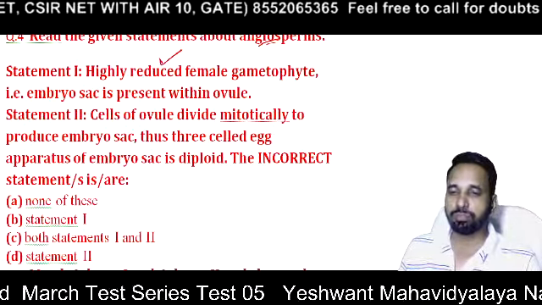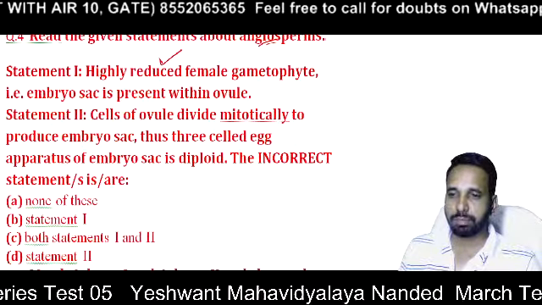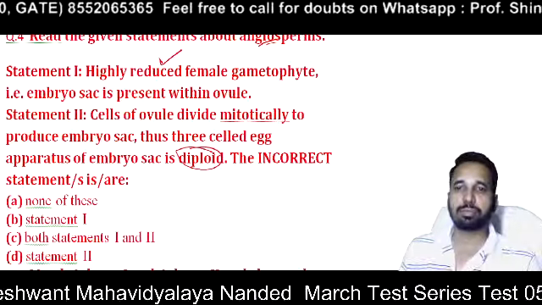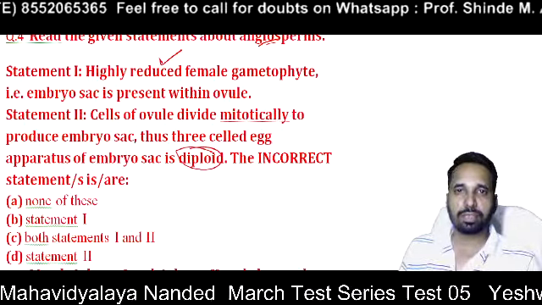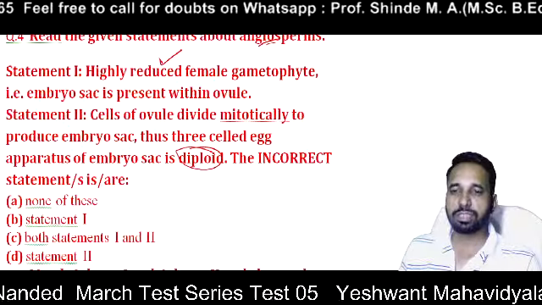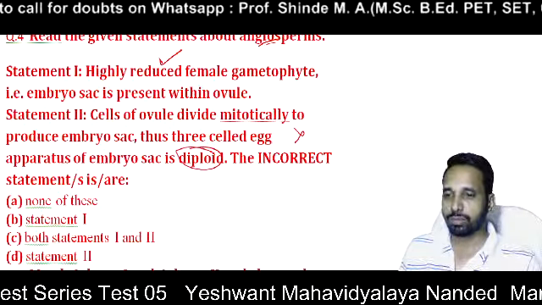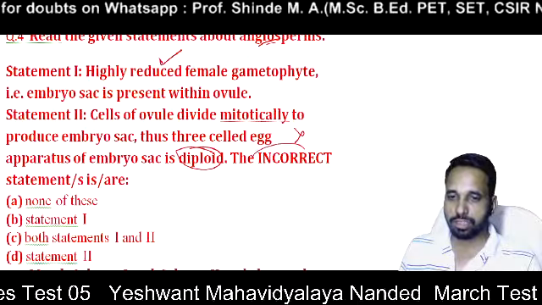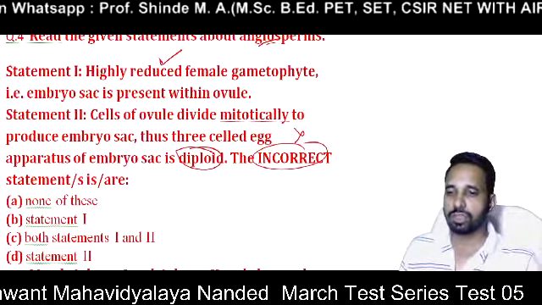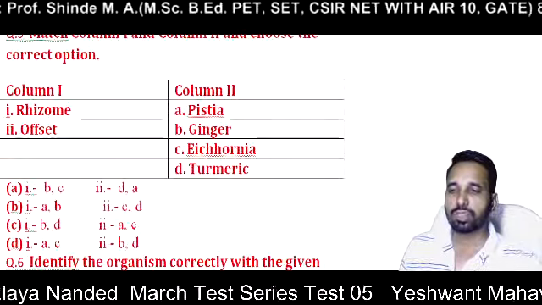What about statement 2? Cells of ovule divide mitotically to produce embryo sac. Thus the 3-celled egg apparatus of embryo sac is diploid. This is nonsense here. Is it so that the egg apparatus is diploid? No, it is a totally haploid structure. So the second statement is false. So what are the options? None of these. Statement 1. What is incorrect? See here in the question as well, which one is incorrect? So statement 2 is the wrong one. Fine. Then move on to question number 5.